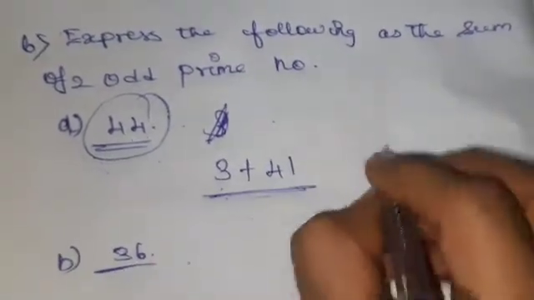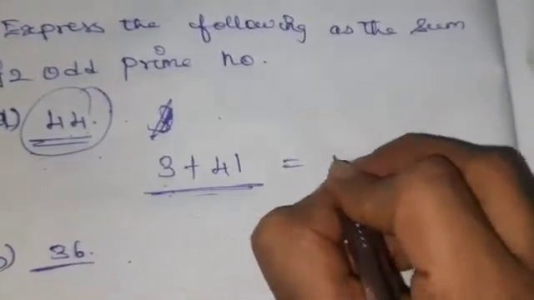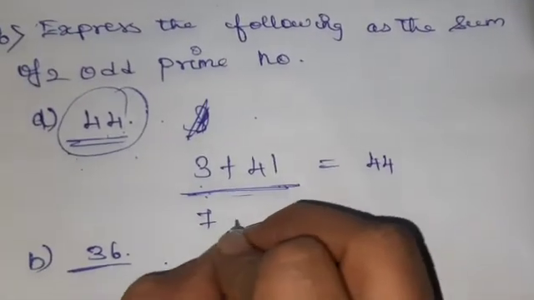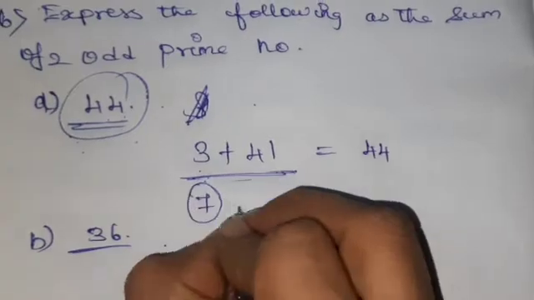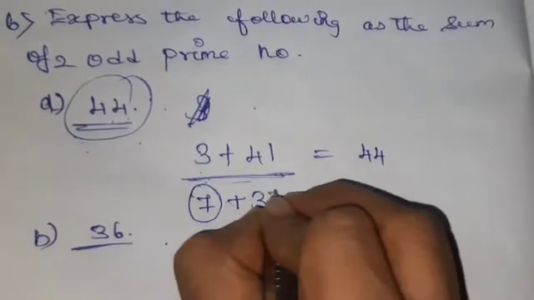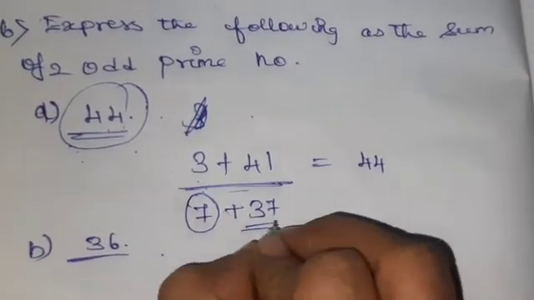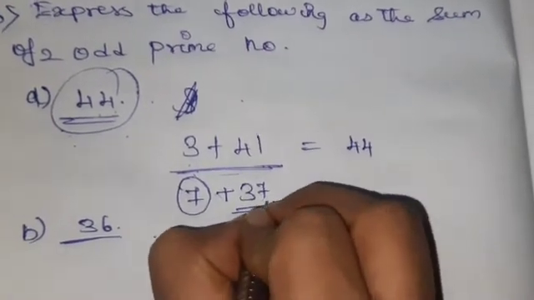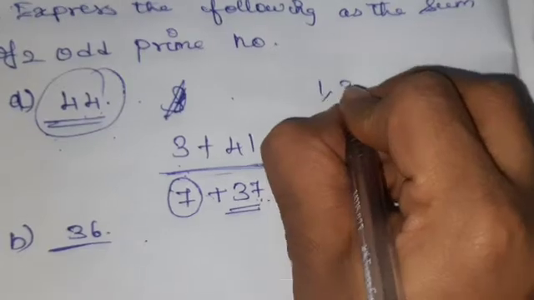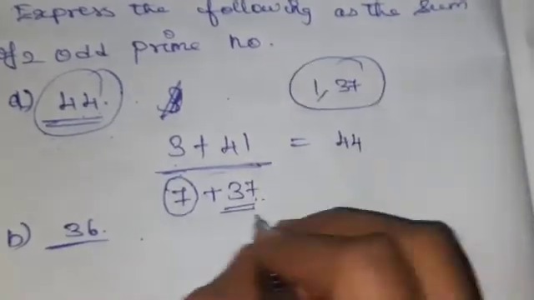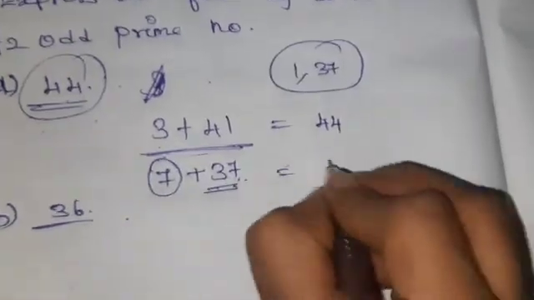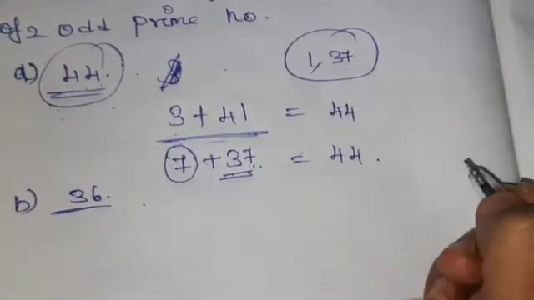41 is an odd number and it is a prime number. When we add these two, we get the sum as 44. 7 is an odd number and it is also a prime number, plus 37. 37 is also an odd number, and along with that it is a prime number, which has 1 and the number itself as factors. So 37 is a prime number. So when we add these two, we get the sum as 44.